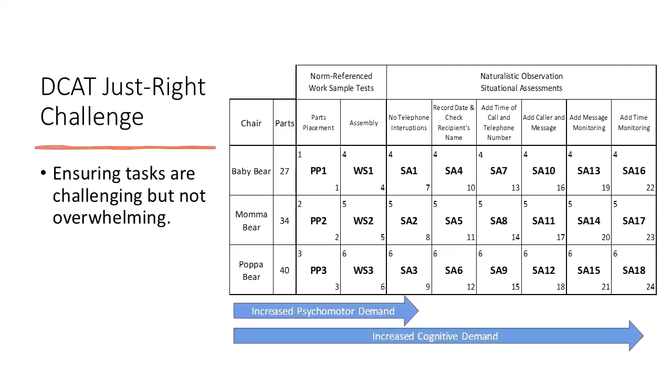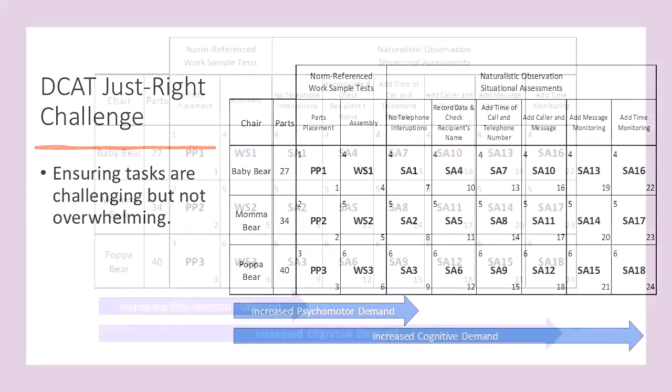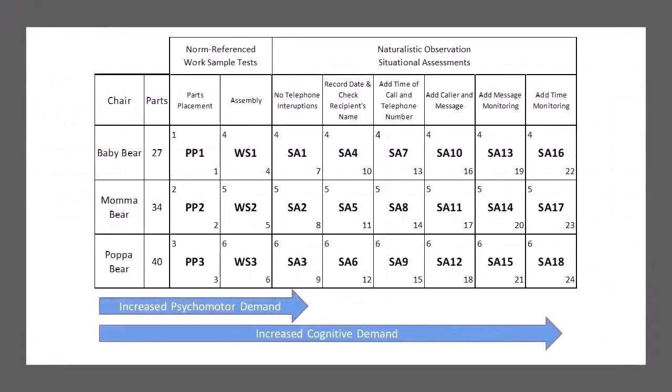Okay. Since I'm just getting started, what guidance can you provide? Here are the guidelines to get you started. If your client performed below the 5th percentile on either the parts placement or assembly test of the baby bear chair work sample, begin with SA1. If they performed at or above the 50th percentile for both work sample tests, start with SA6. For all other clients, SA5 is the recommended starting point. That makes the selection process clear.